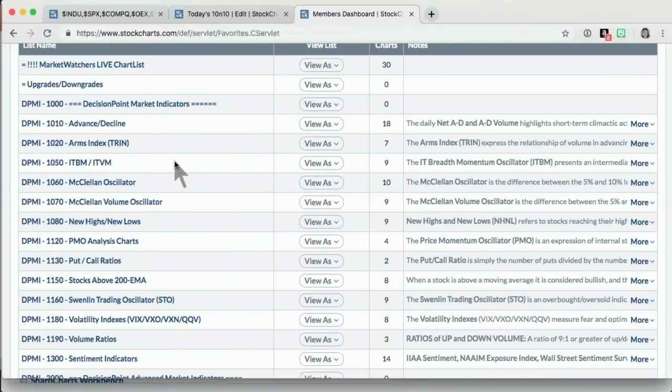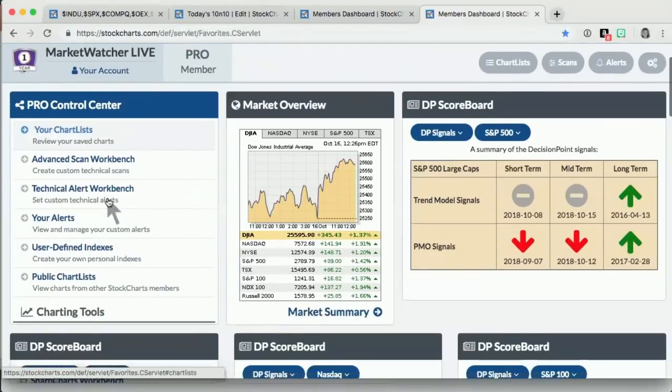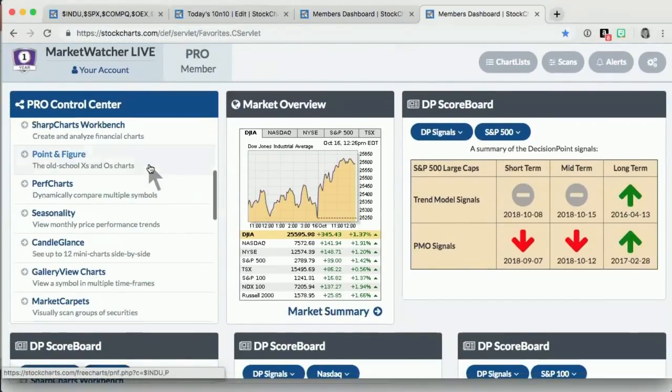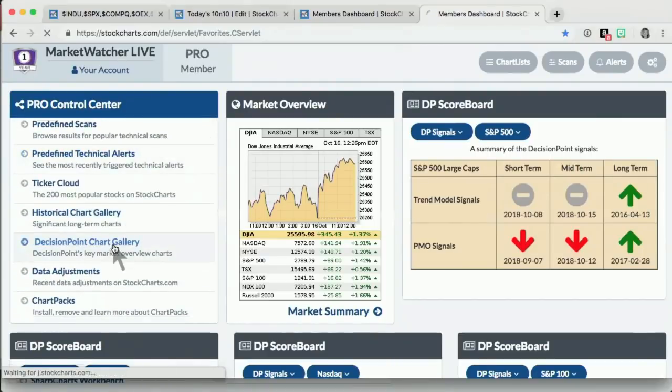And those are going to be the ones that are in your decision point chart gallery. The chart gallery is fairly easy to get to. Let's go ahead and start right here. Go on over to your control center, and if you scroll down, you'll see the decision point chart gallery.